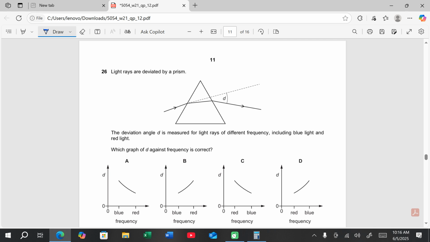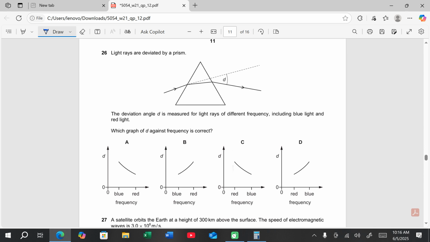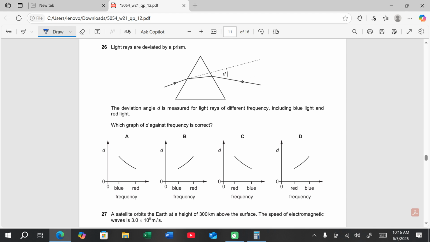The light rays are deviated by a prism. The angle of deviation for the light rays for the different frequencies includes blue light and red light. So when we studied about when it got dispersed, these are the colors you're going to get, R and this is V. Rather than going straight, R bends this way and V bends this way. It means R has the smallest angle of deviation, while blue or violet has the greatest angle of deviation, right?